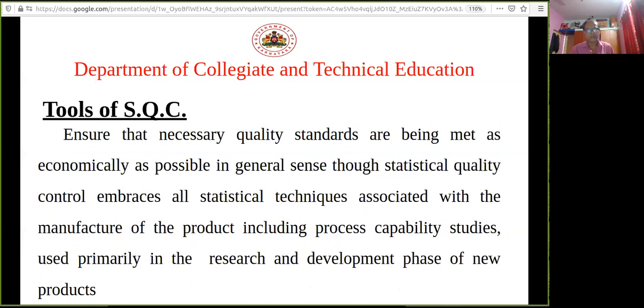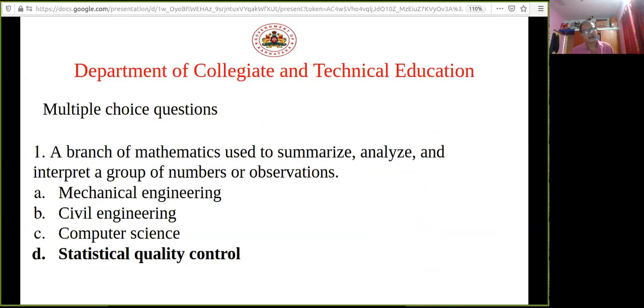So the next one is: because of the use of these tools, the control charts and the acceptance sampling, the necessary quality standards are ensured to be met. So naturally, we will get better quality products, and because of the statistical techniques associated with the manufacture of the product, including the process capability studies used primarily in the research and development phase of the new product. So that is about the tools used in statistical quality control.